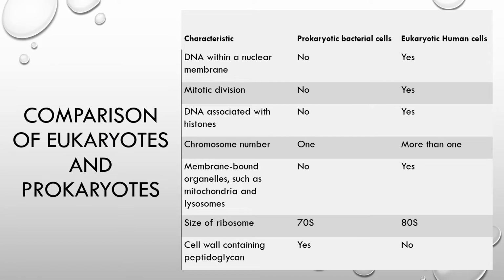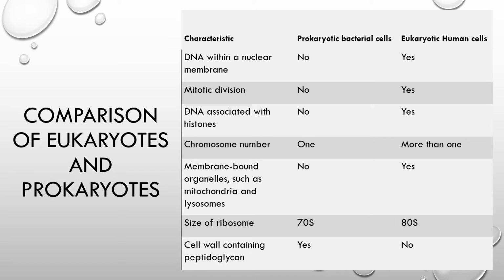This is the tabulated form of the difference between a prokaryotic cell and a eukaryotic cell. In eukaryotic cell, the DNA is present within a nuclear membrane, while a prokaryotic cell lacks nuclear membrane. Eukaryotic cells divide by mitotic division, while prokaryotic bacterial cells divide by binary fission. The DNA is associated with histones in a eukaryotic cell, while histones are not present in prokaryotic cell.